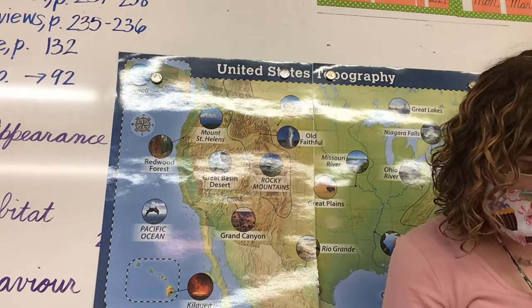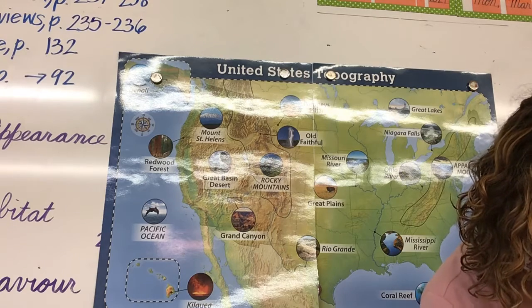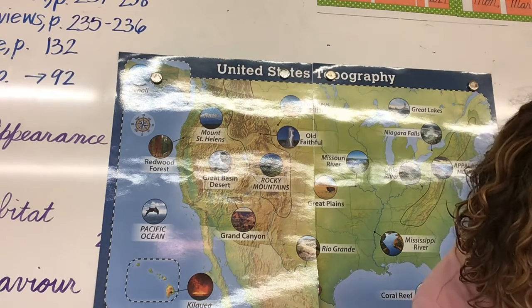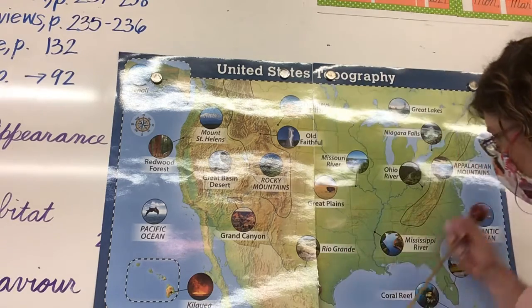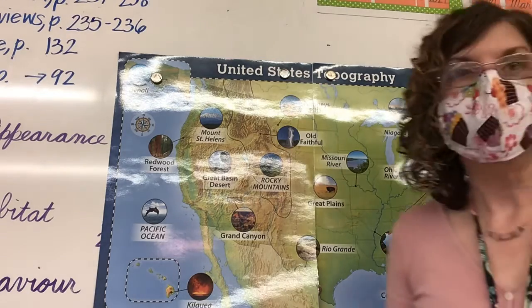Rough Riders: a group of volunteers led by Theodore Roosevelt who fought in the Spanish-American War in Cuba. All right, Cuba would have been over here below Florida. That's where Cuba is, okay?